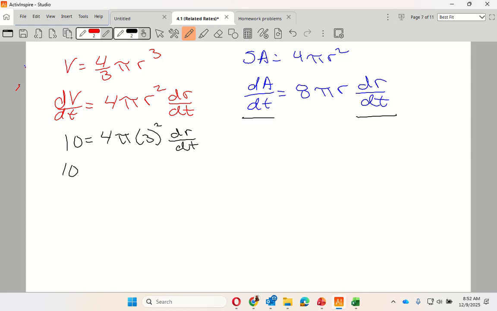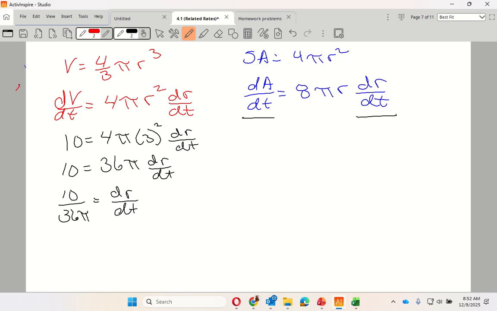I'm going to get 10 equals 3 squared is 9 times 4 is 36 pi dr/dt. So I'm going to get 10 over 36 pi is equal to dr/dt. Leave it as a fraction. Don't try and approximate these unless necessary, like you have to because of something.